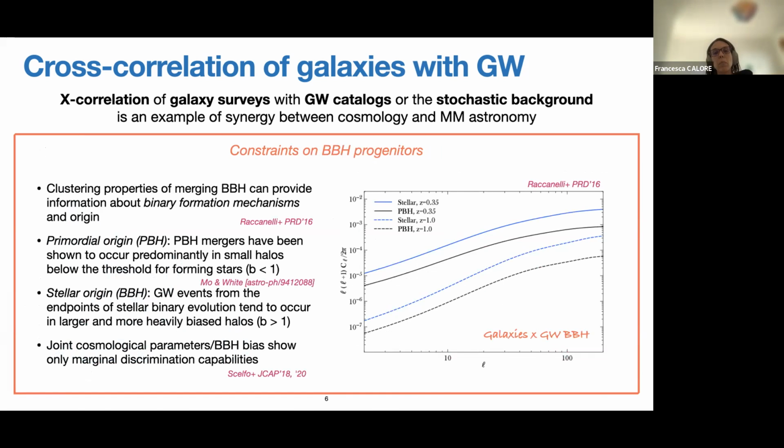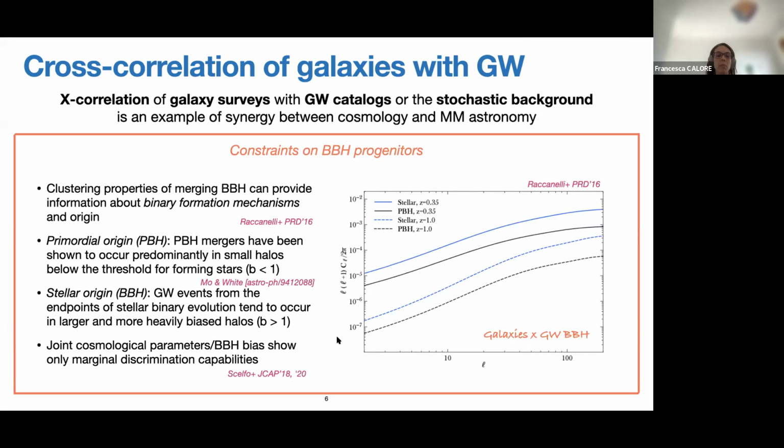Along quite the same direction, you can exploit the cross-correlation of gravitational wave events with galaxies to try to disentangle or discriminate different formation mechanisms for the binaries that lead to the gravitational wave events. As an example, this is the cross-correlation power as a function of multipole that you would expect from two different formation scenarios for the binaries. Either they come from stellar evolution, so as an endpoint of stellar evolution you will have astrophysical binary black holes, or the binaries can also have a primordial origin.